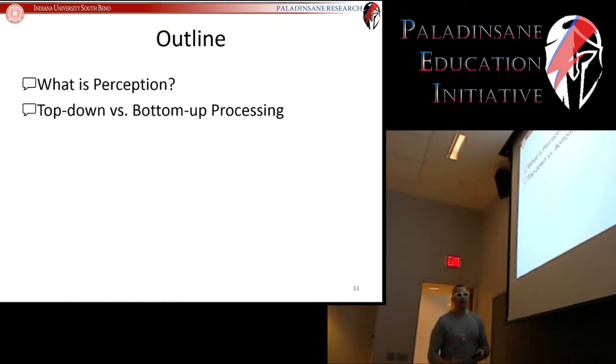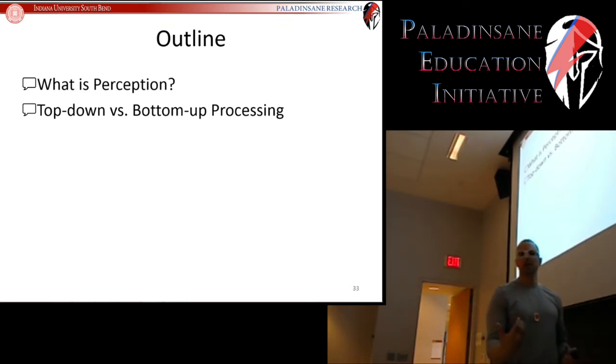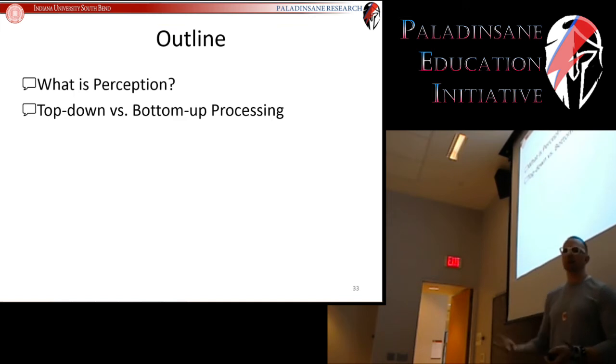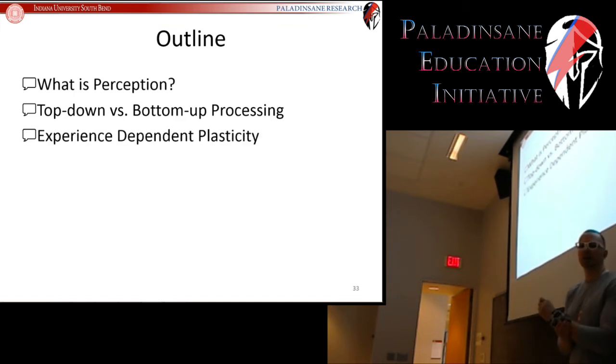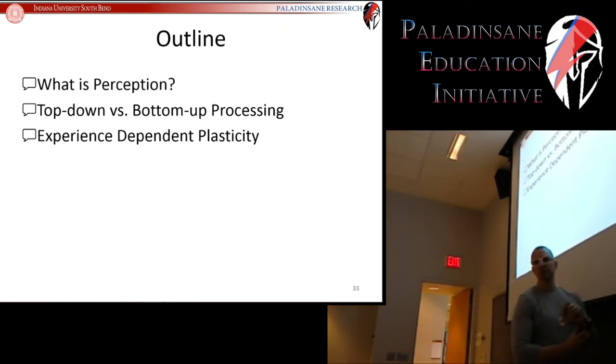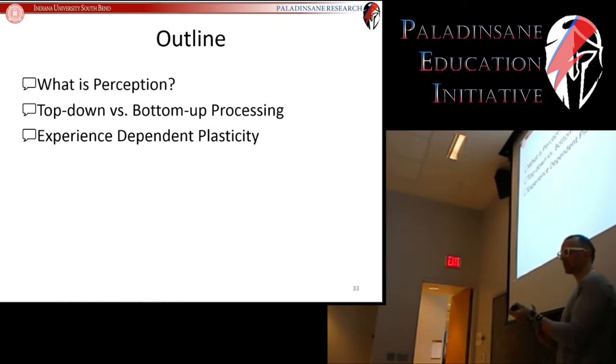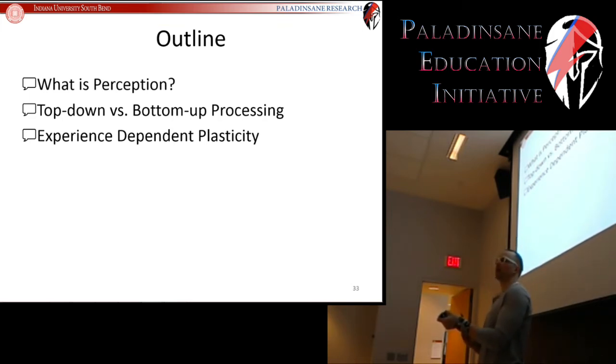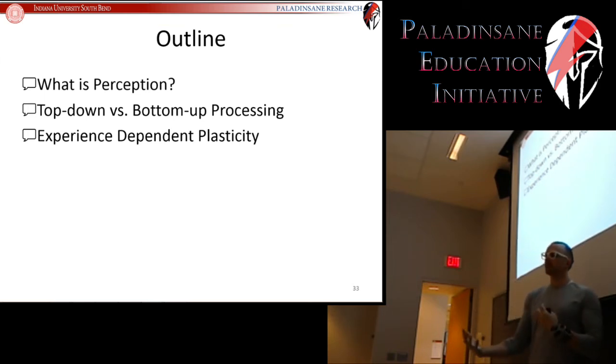Next thing we're going to take a look at is 2 forms of processing, top-down and bottom-up processing. We're going to take a look then at experience-dependent plasticity, which is a fancy way of saying when you perceive something, it changes the way you look at things. So the mere perception of your world is not a passive activity. You're active in your perception of the world, and then the world itself folds back on your perception and changes the way that you see things.